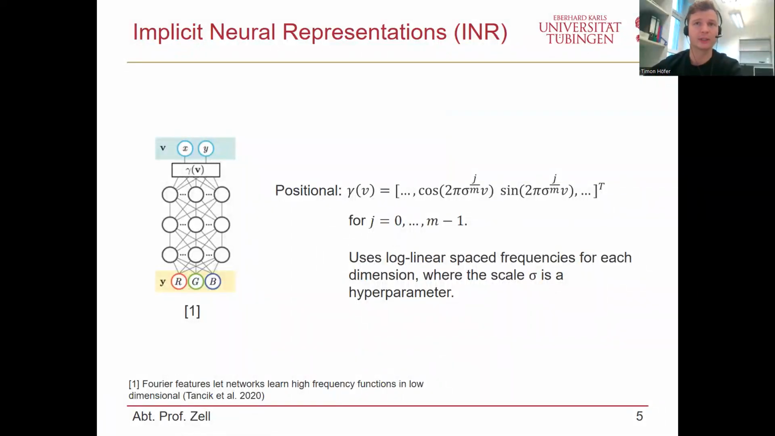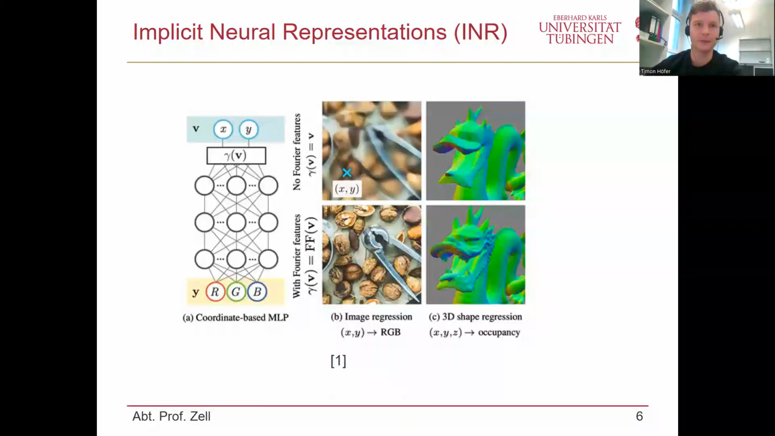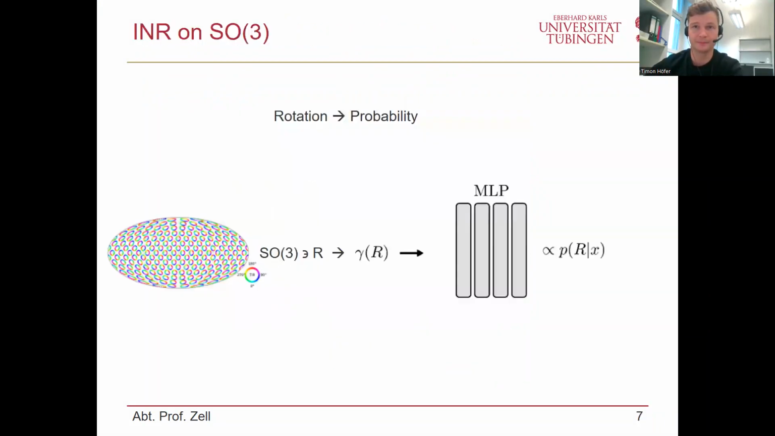Instead of directly using the coordinates as input, it is standard to first apply a Fourier encoding to the input. A standard encoding is, for example, the positional encoding, which uses log linear space frequencies for each dimension. It has been shown that an initial Fourier embedding given by gamma is crucial for the performance. Here we can see a comparison of results for the image regression task and the 3D shape regression, where 3D coordinates are mapped to 0 or 1, depending on whether the point is part of the object or not.